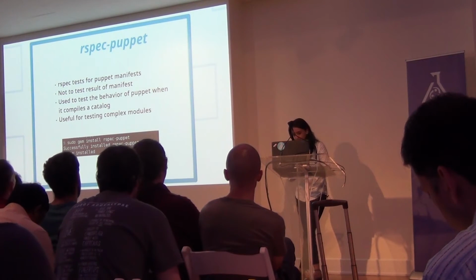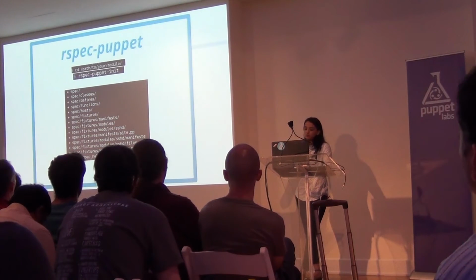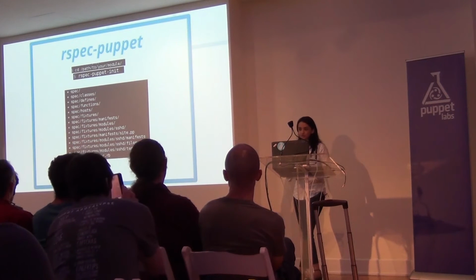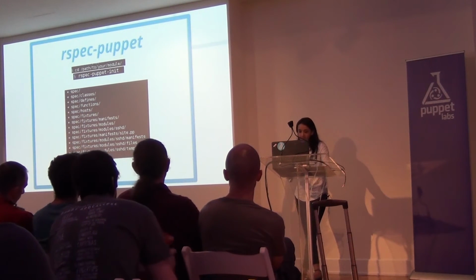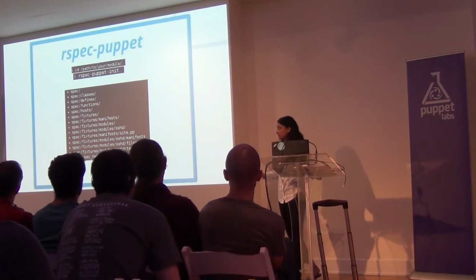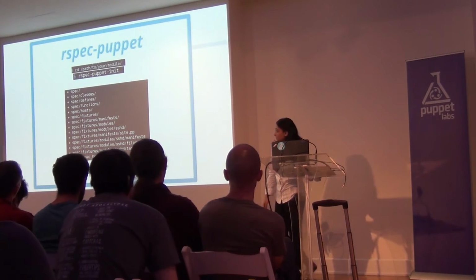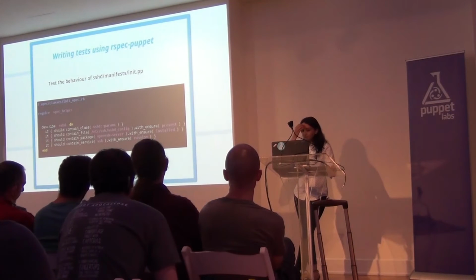Setup again is very simple. Just install the rspec-puppet gem, cd to your module, and if you do an rspec-puppet-init, it's going to create the whole directory structure and all the files needed for RSpec Puppet to work. You can write tests for your classes, for your defines, for your functions, for your hosts, and you can check the catalog for all these resources.